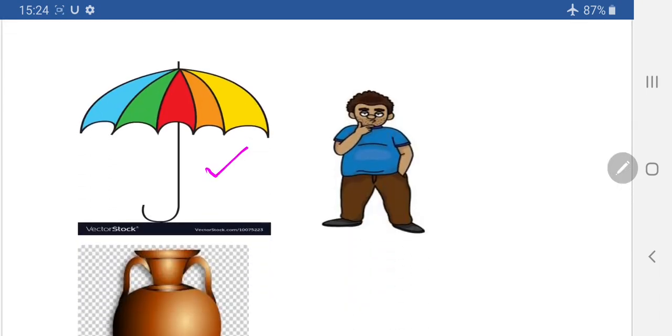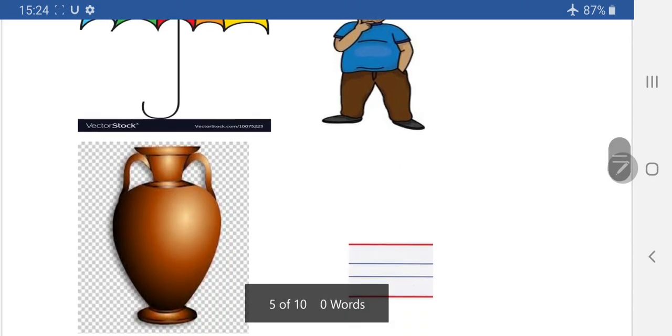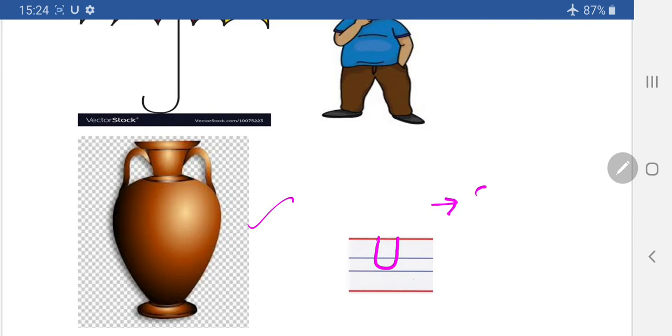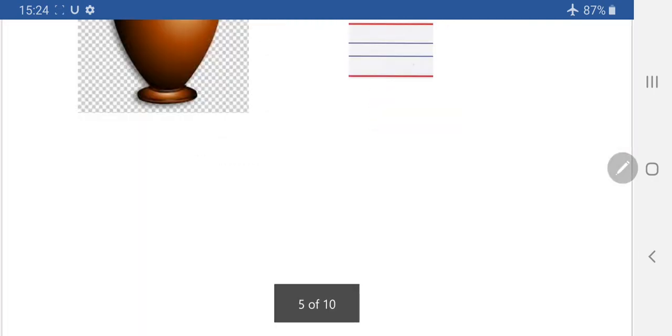Now next one is, what is this? This one is umbrella. U a umbrella, U a uncle, U a aunt. How we will write U? Simple, a standing line, a small curve and then again a standing line. The sound of U is u, a sound. U a umbrella, U a uncle, U a aunt.